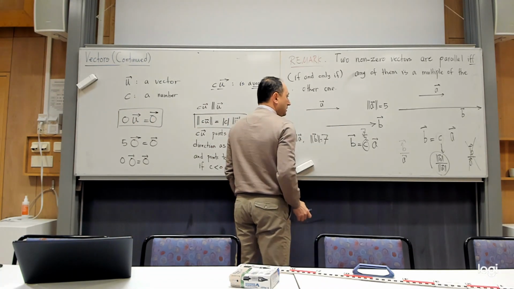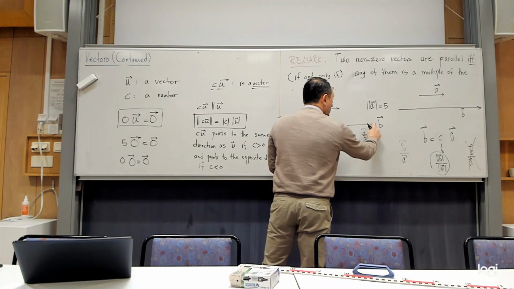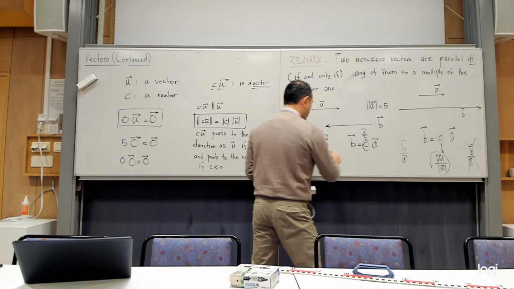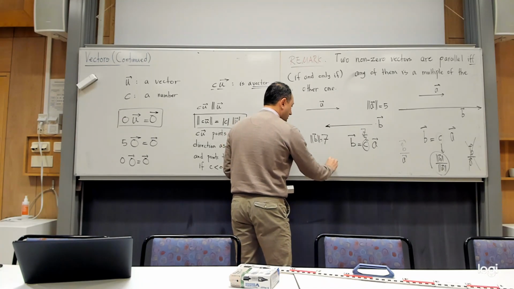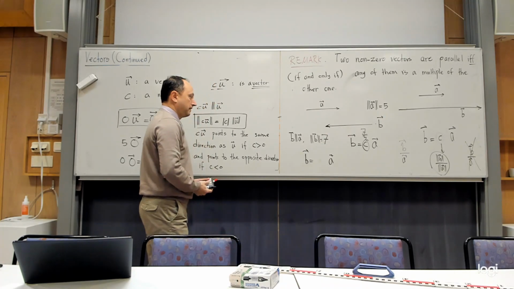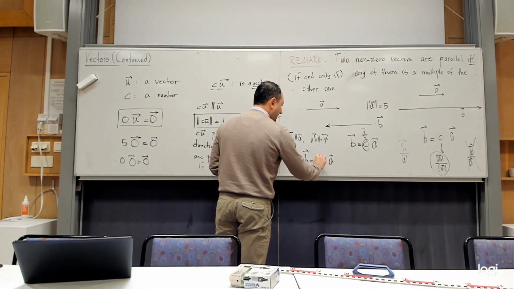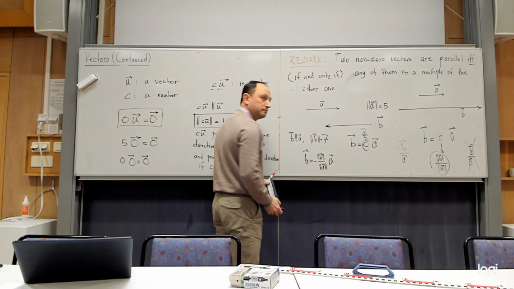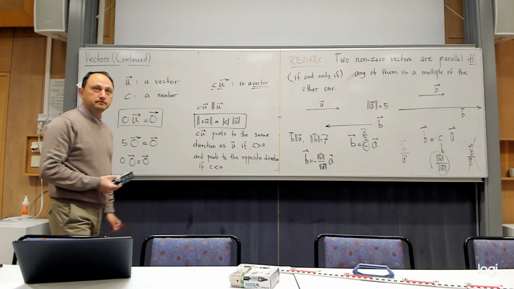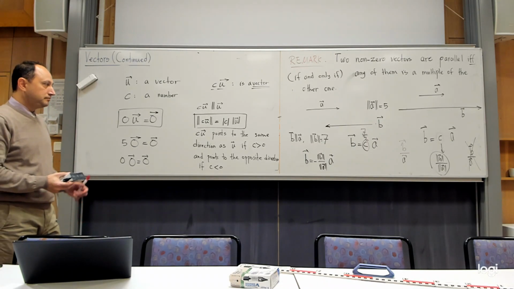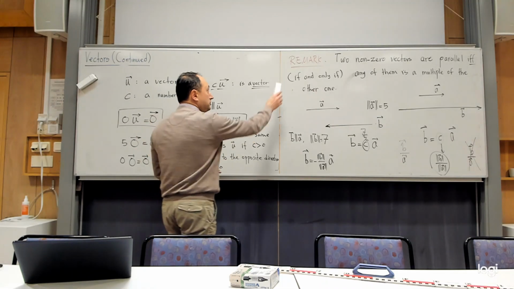So if two vectors, now tell me, I will take this one and put the arrow here. So what will happen? This time B is equal to negative A. What should I write here? Negative. Negative of, again, norm of B over norm of A. Is that clear? Yes or no? Yes. Okay. So this is an extremely important remark.